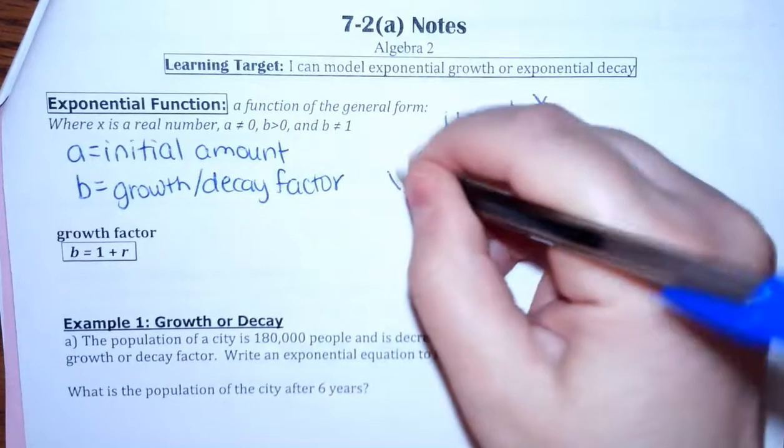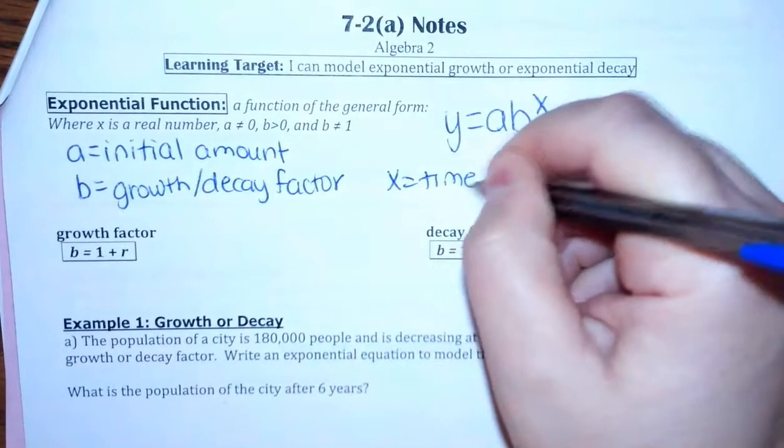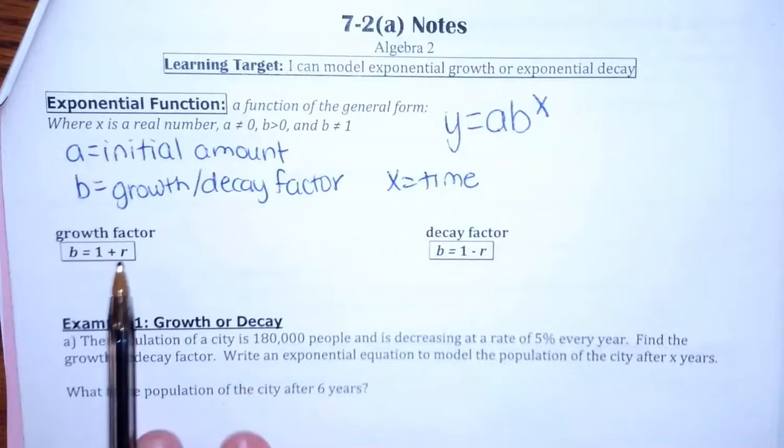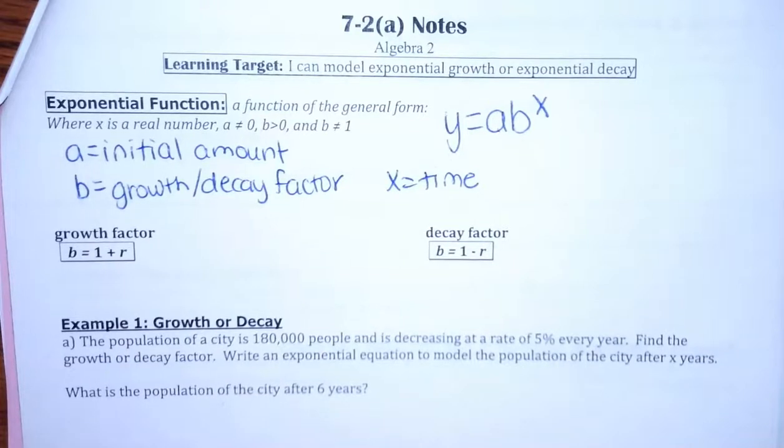And x is going to represent time. And then y will change for each of these things depending on what the question is talking about. Now, there's two different ways you can find b, which is either the growth factor or the decay factor. So we'll have to use clues in the question to decide whether we're increasing or decreasing the amount that we're working with. And I will explain what words to look for as we go through the questions. But there's two ways to determine it.